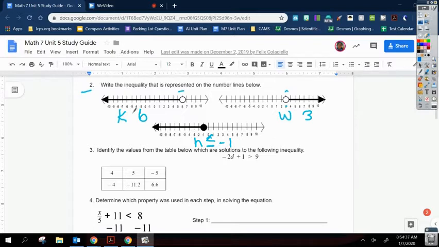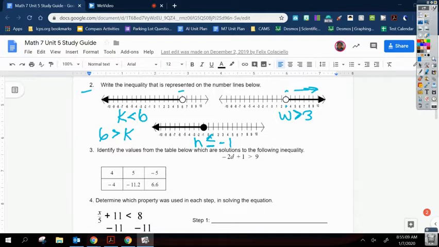Since we're shading in the smaller direction, we want the variable to be on the small side of the inequality symbol. In this example, since we're going to the bigger numbers off to the right, W needs to be on the big side of the inequality symbol, so we make our symbol like that. You could have flipped any of these around, like for example, this one, instead of k is less than 6, you could have made it like this and put the variable on that side, but the variable still needs to be on the small side of the inequality, otherwise it will not be accurate.